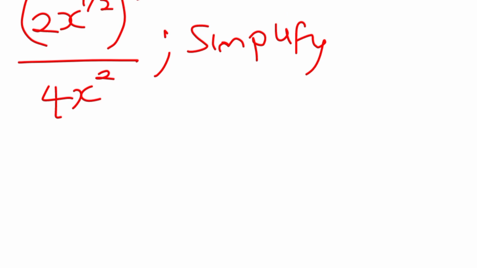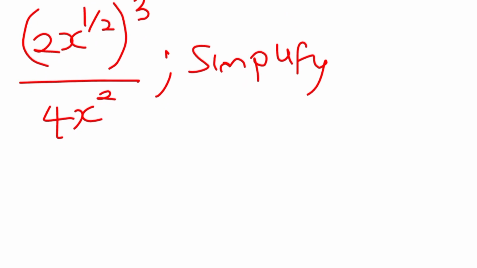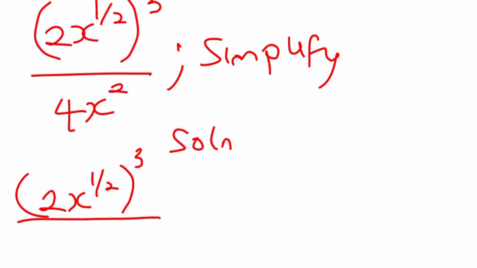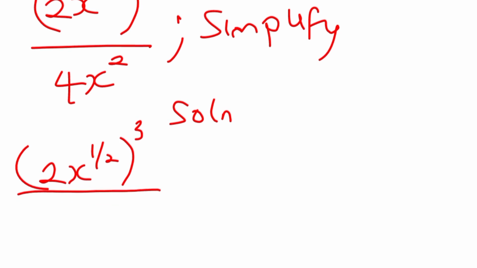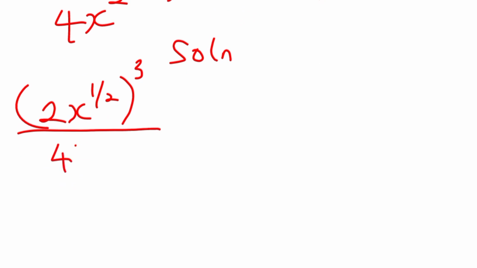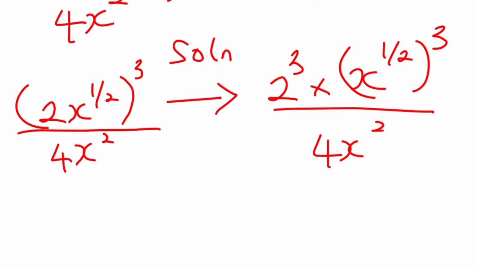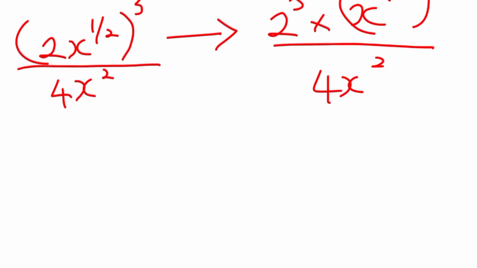The first thing with this problem is that we have to focus on the numerator first. So we write the question, say (2x^(1/2))^3 divided by 4x^2. If we focus on the numerator, we can break this down as 2 to the power of 3 times x to the power of 1/2 to the power of 3, then divided by 4x^2. So we can proceed.